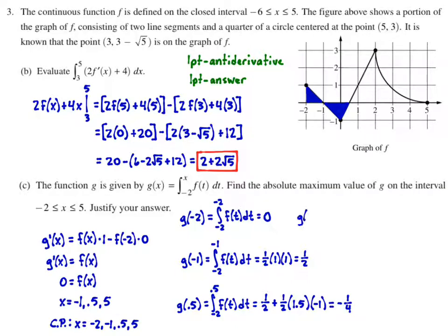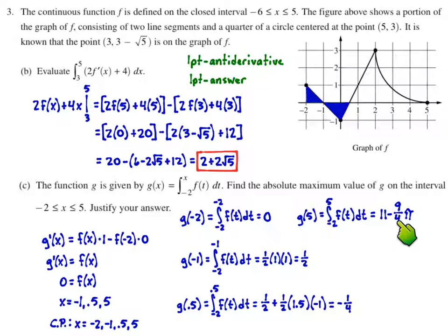Now for g of 5 is the integral from -2 to 5 of f of t dt, and we already did that work from part A. That was 11 minus 9 over 4 pi. So from here we're looking for the absolute maximum. So which one of these produces the highest number? Well, the negative is obviously out. 1/2 is bigger than 0. So the question is, is 11 minus 9 over 4 pi greater than 1/2?